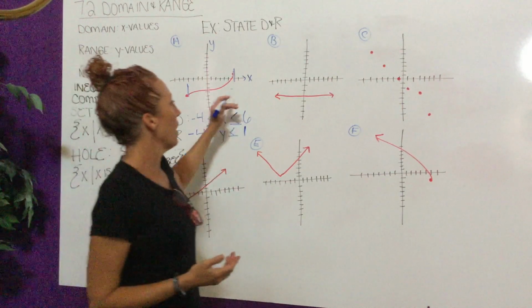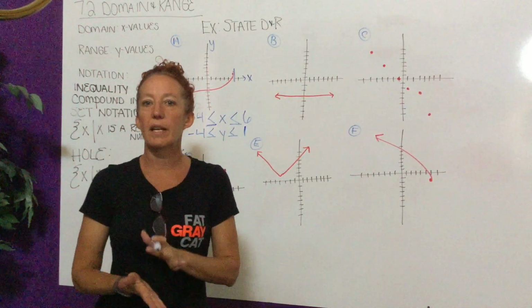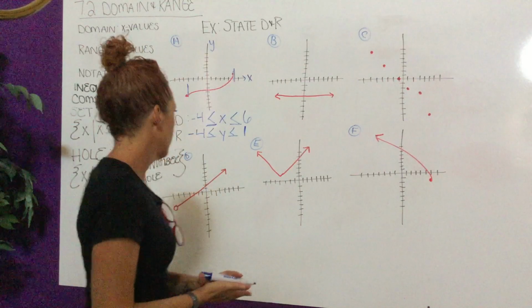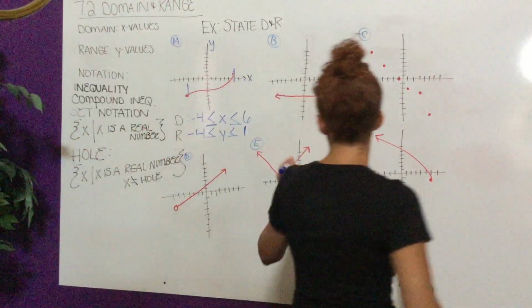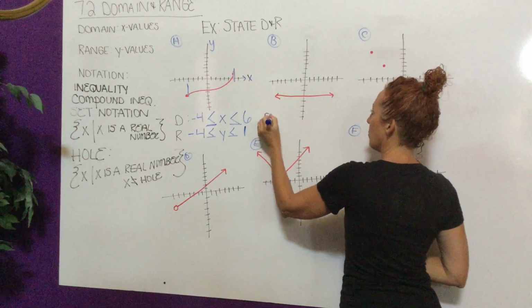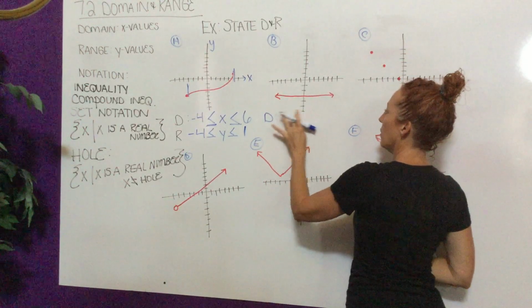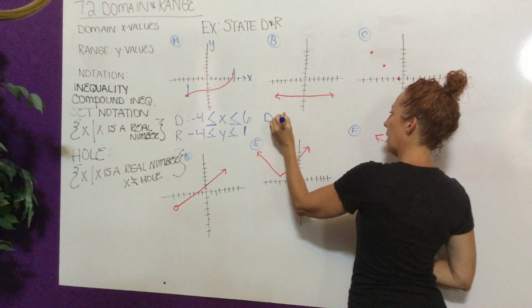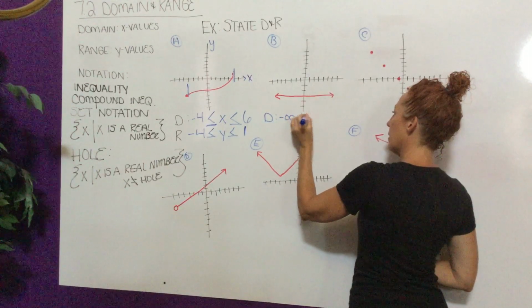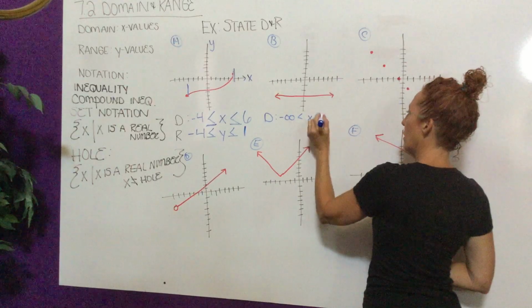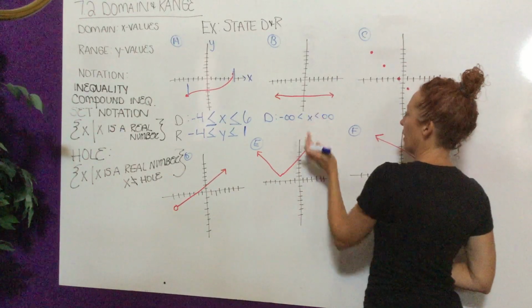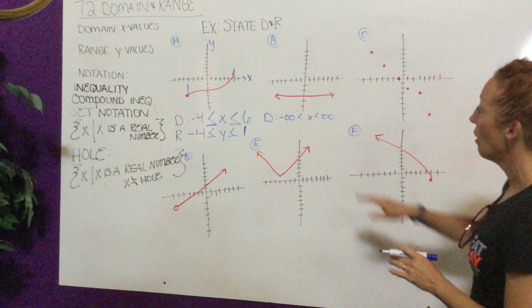So therefore, my x values span all real numbers. So there is a way to write that, -infinity to infinity. So my domain here would be -infinity. Oh, you can't ever reach infinity, my bad. We don't include that because you can never actually reach infinity.